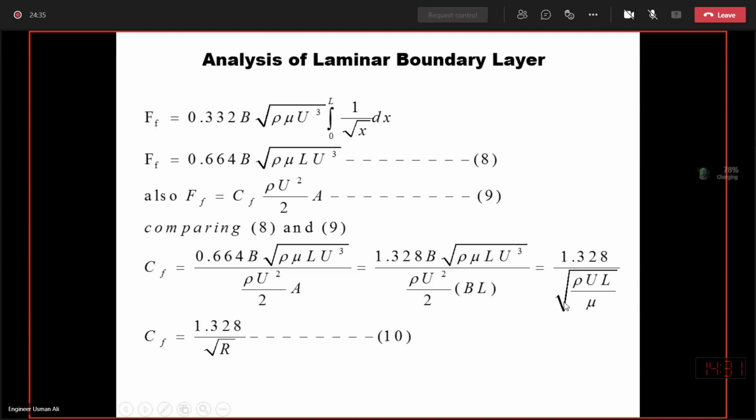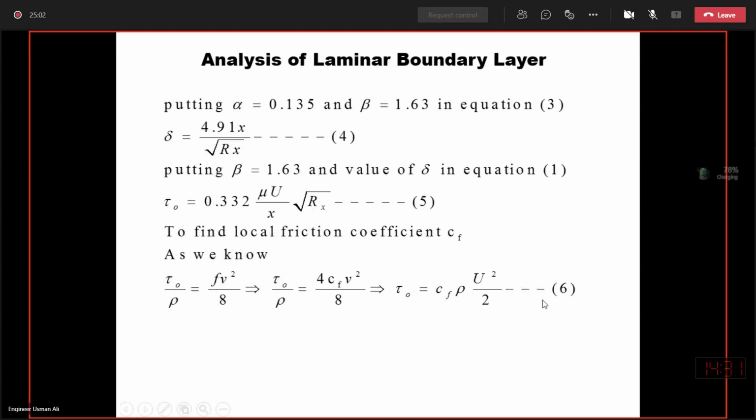So further you can do this simplification at your places. Rho u L over mu is the total Reynolds number for the entire length of the plate. We have to differentiate between Rx and R. Rx is the local Reynolds number at any distance x from the leading edge, that is rho u x over mu, and R is the total Reynolds number, that is rho u L over mu, for the entire length of the plate. So these are the equations that you have to keep in mind.